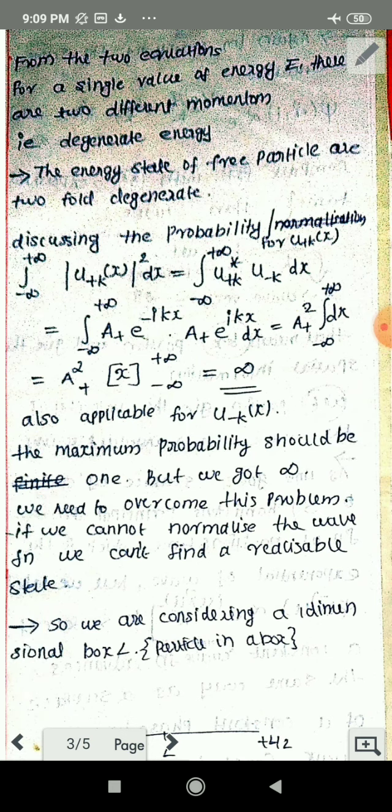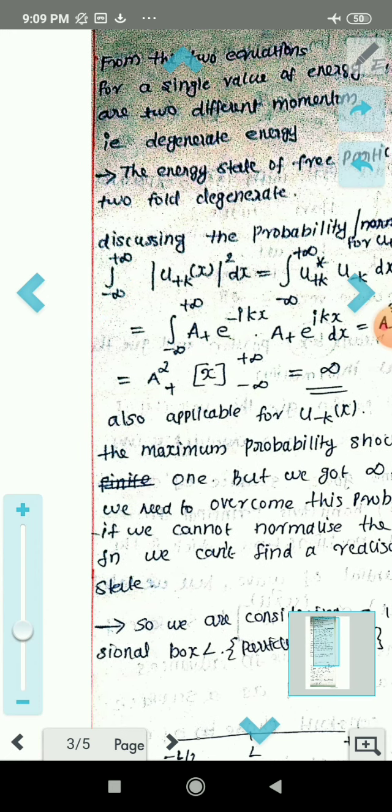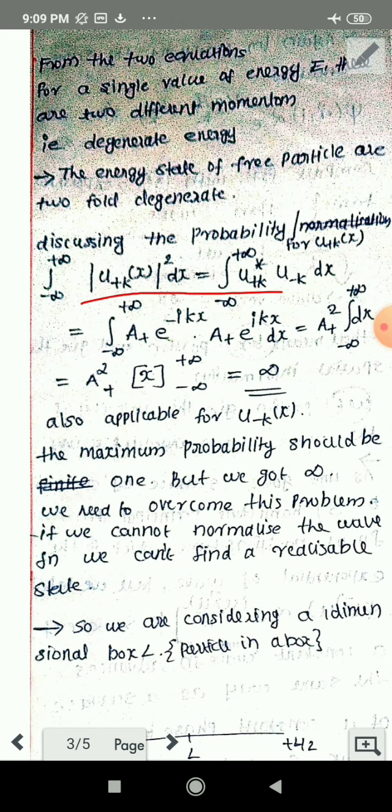So we are normalizing from minus infinity to plus infinity, mod u plus of k of x the whole square dx. That is, we are taking u plus of k. These same steps are applicable for u minus of k of x. Here we are doing just one wave function, one solution of our Schrodinger equation. So this is equal to the integral from minus infinity to plus infinity of u star u into dx.